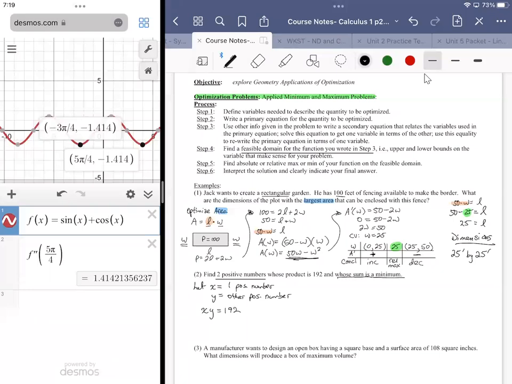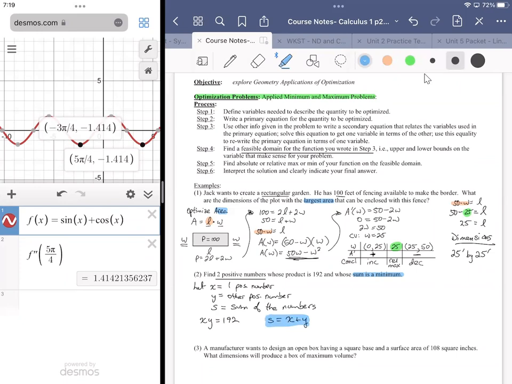Whose sum is a minimum. So that's what I'm looking to optimize. I'm optimizing the sum of the two numbers. So I would actually throw in another component of my let statement here. I'd let S equal the sum of the numbers, and I could make a very simple equation out of that: S equals X plus Y. This is the one that I'm looking to optimize.